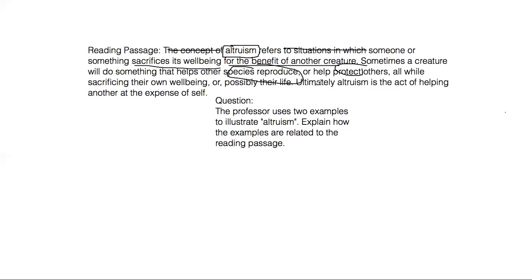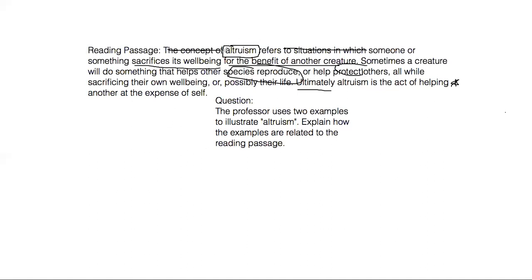And then whenever you see a sentence that starts with "ultimately," you can feel pretty comfortable knowing that they're summing up the definition. If you only understand one sentence in this whole reading passage, this here would be the one. The use of "ultimately" is showing you all this information we've given you, all these big words and long sentences, we're summing it down to this. Altruism is the act of helping another at the expense of self.